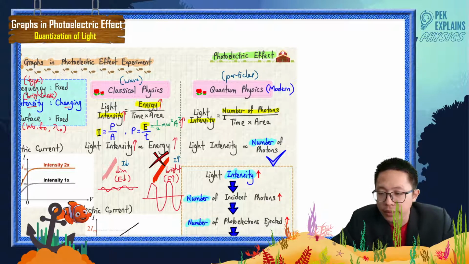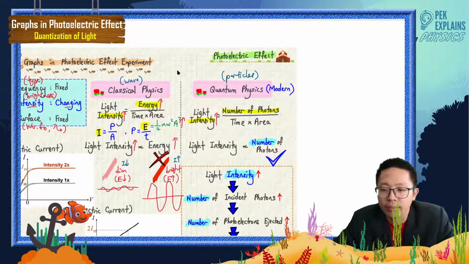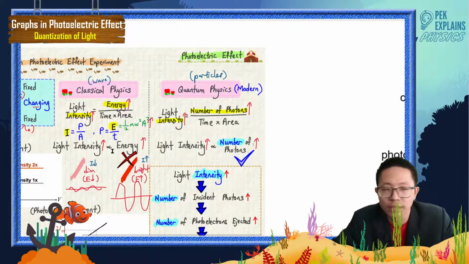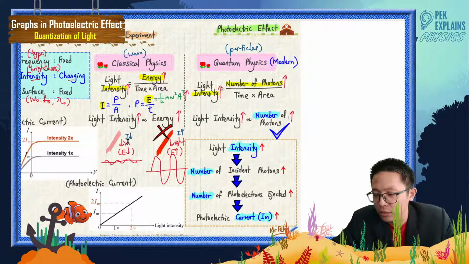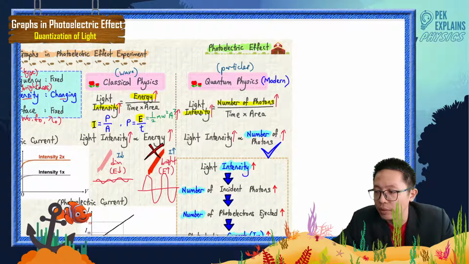Okay, so high intensity means more number of photons. The higher the intensity, more number of incident photons. Actually, intensity is number of photons over time times area. The more the intensity, the more number of photons. So what it means here is, I just compare between low intensity and high intensity. I take again for quantum physics.